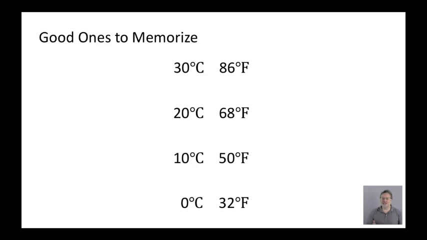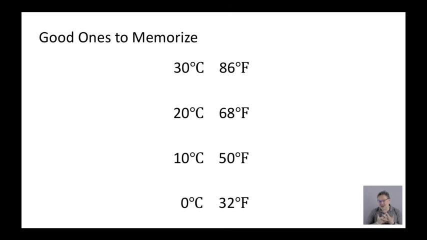0 degrees Celsius, 32 degrees Fahrenheit. 10 degrees Celsius is 50 degrees Fahrenheit. 20 is 68. 30 is 86. So pretty easy to remember. 10 is 50. 20 is 68, and for 30 you just switch the numbers, not 68 but 86. Some good things to remember.